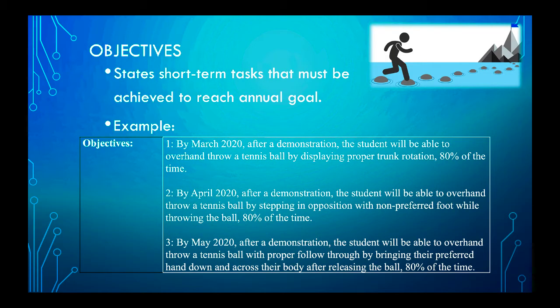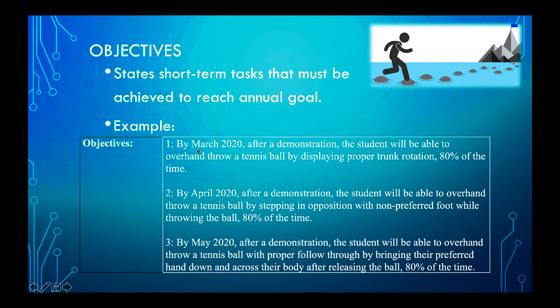All right, next part we're going into are the objectives. The objectives are short-term tasks that must be achieved in order to reach that annual goal. So we're going to write 3 objectives, and these objectives are skill criteria that they're not currently able to do, that then is not said that they're doing in the baseline or the PLAF. So if we go back to our example of what we had for our present level performance for overhand throwing, we're now going to write objective of those specific skill criteria that student was missing in their present level.